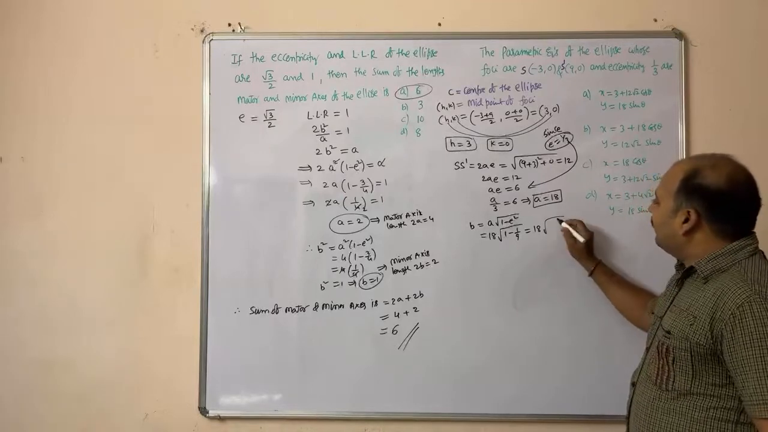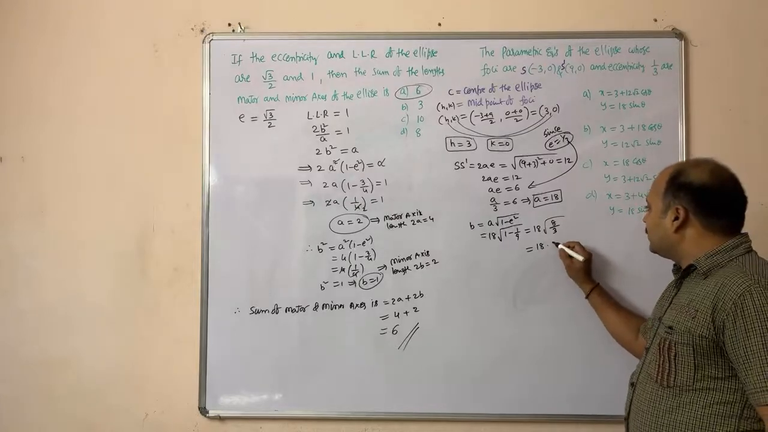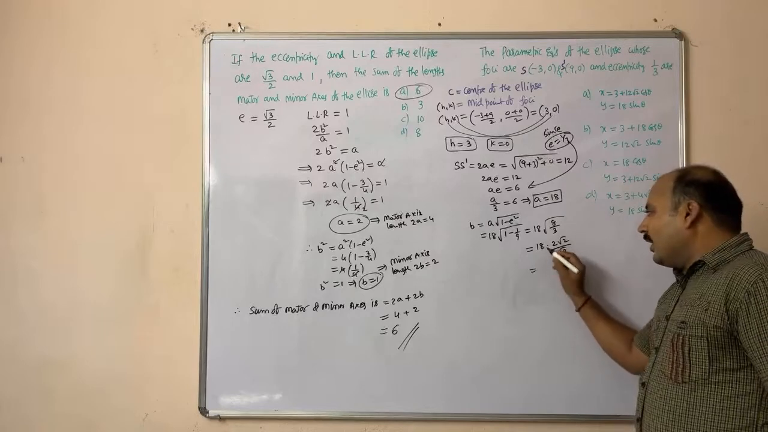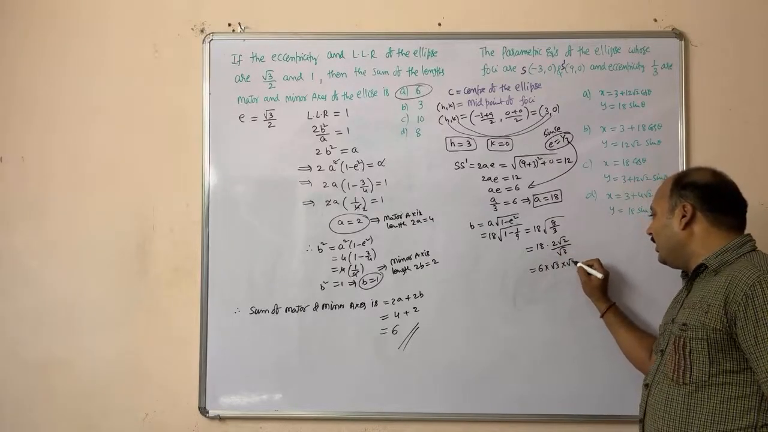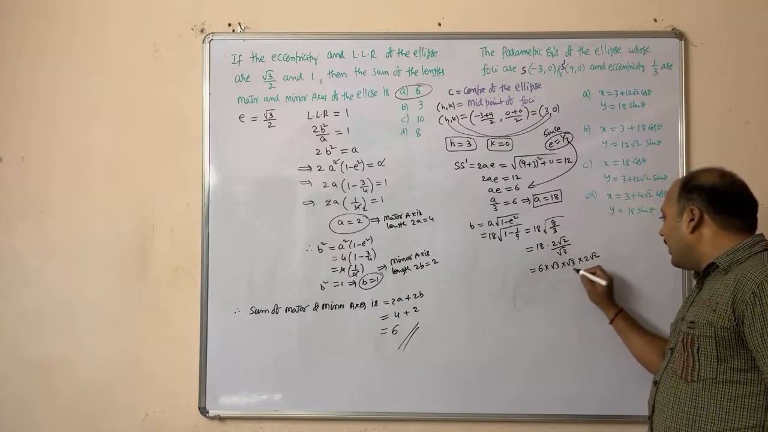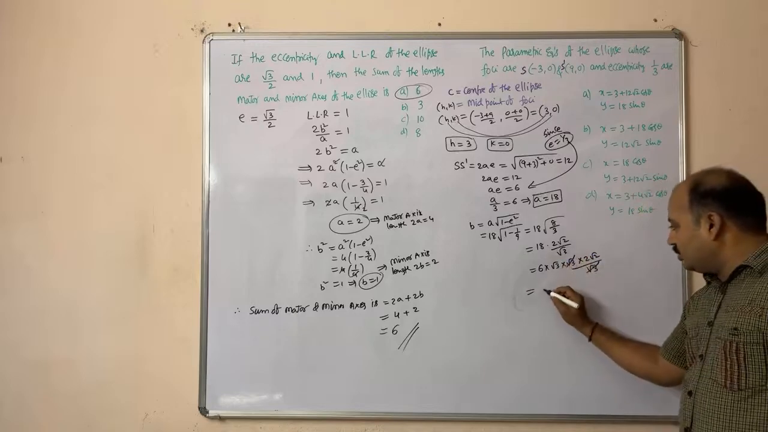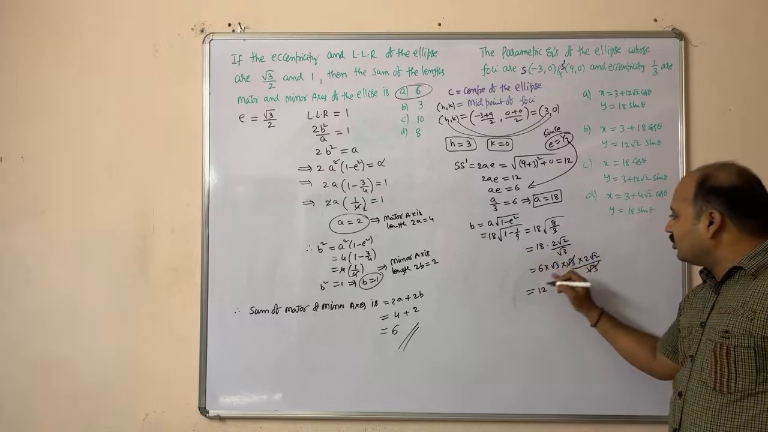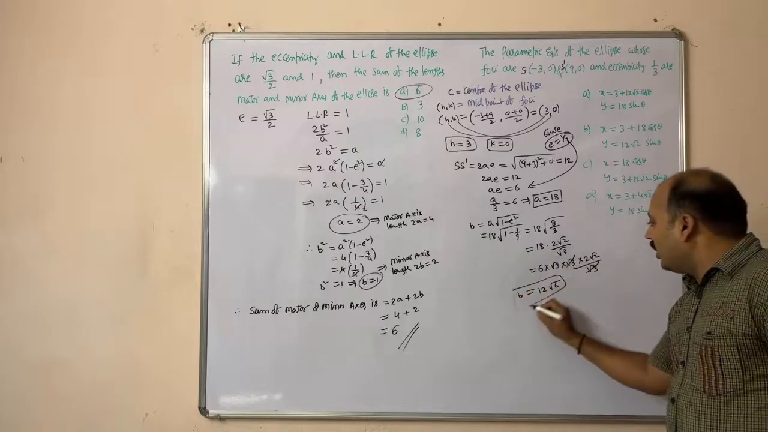So 8 by 3 will come here. So 18 into, this is 2 root 2, root 8 by root 3. So 18 can be written as 6 into root 3 into root 3 into 2 root 2 divided by root 3. One of the root 3 cancel. 6 into 2, 12. 12 into root 2. 6 into 2, 12. 12 into root 6. That is B value. 12 root 6.